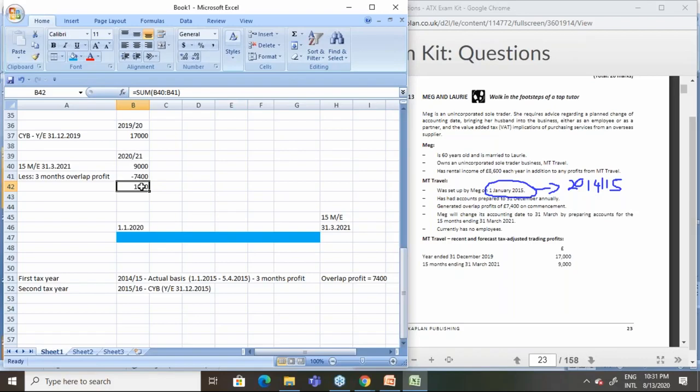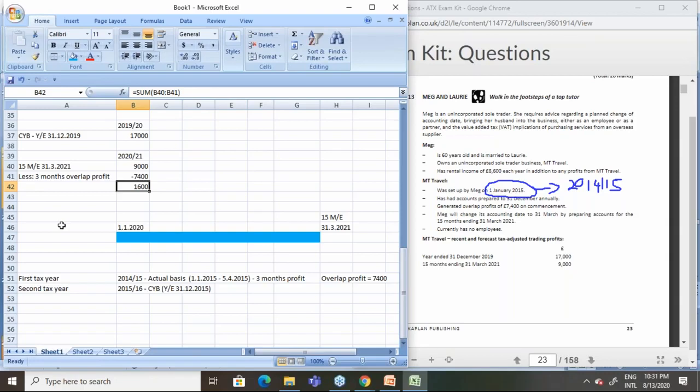So what you should do, as I mentioned during my presentation, is that it is extremely important for you to familiarize yourself with the basis of assessment rules under opening year rules, closing year rules, ongoing business, and changing the accounting date. And the other important thing is availability of trading loss reliefs. There are 5 reliefs: opening year relief, terminal loss relief, carry forward relief, relief against total income of the current year and or the previous year, relief against chargeable gains of the current year and or the previous year.